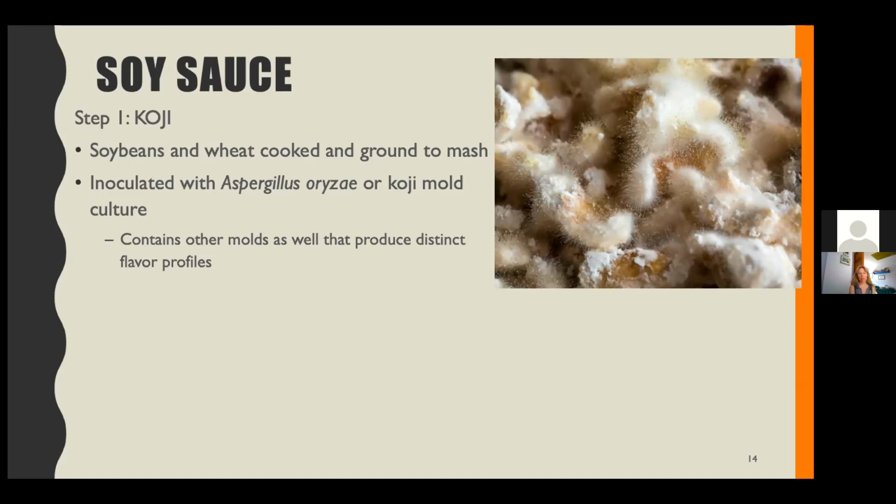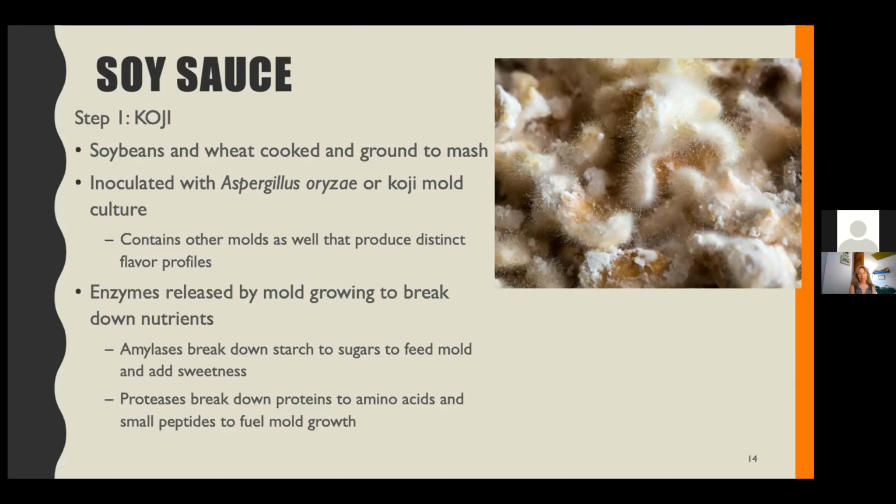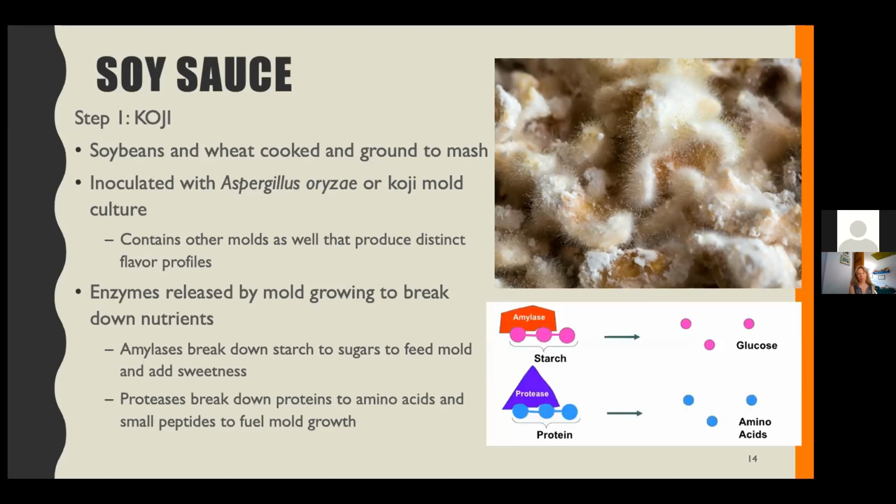Again, they'll work together. They'll be symbiotic and break down all of the things to get ready for the second step. The enzymes specifically released by these molds are breaking down nutrients into smaller bits for the upcoming yeast and bacteria to use. So amylases will break down starch to sugar, and proteases will break down big proteins to small amino acids. So these smaller nutrients are more available.